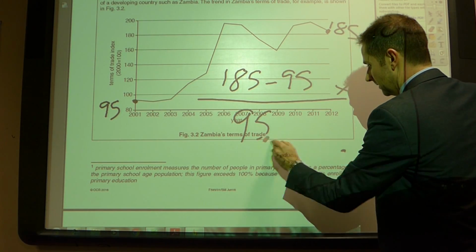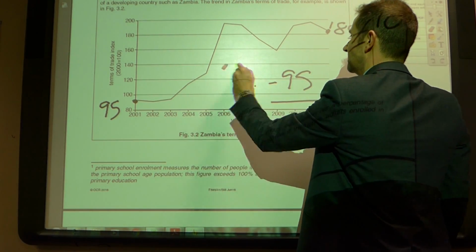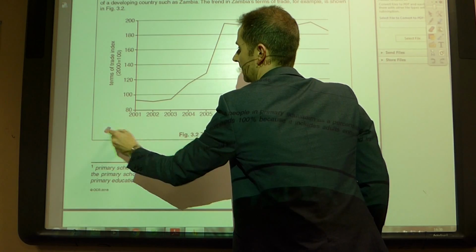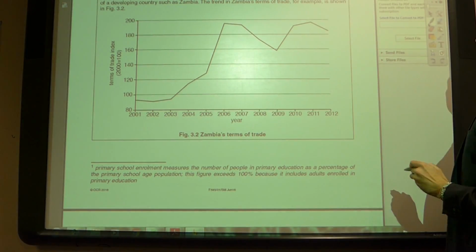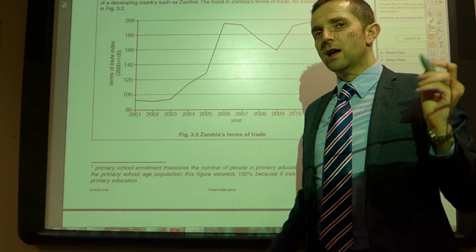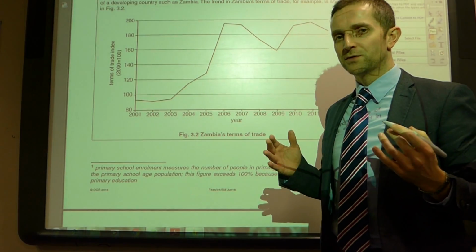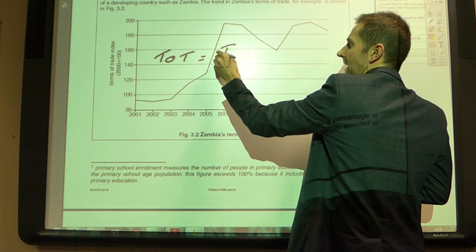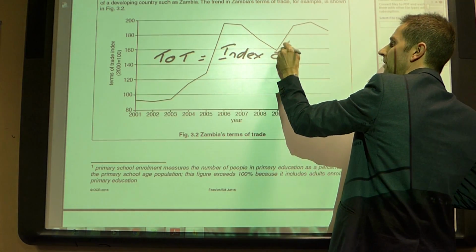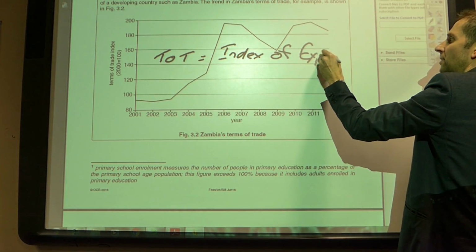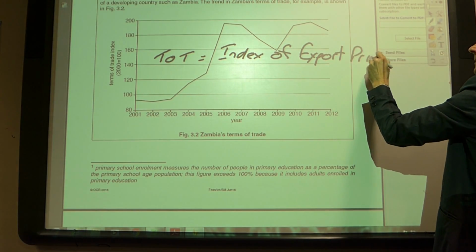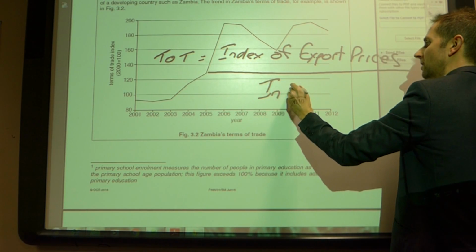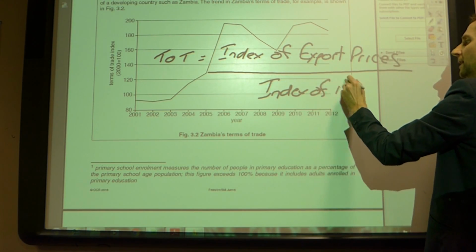Okay, so let's get rid of all this and then let's see what we can say about this data. In my previous video, which I hope you all have a little watch of, I went through how we measure the terms of trade. Very briefly, the terms of trade is equal to the index of export prices divided by the index of import prices.